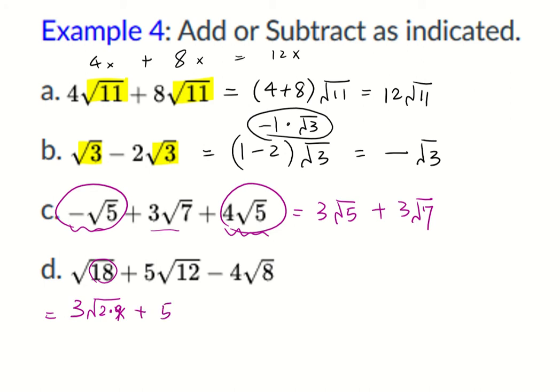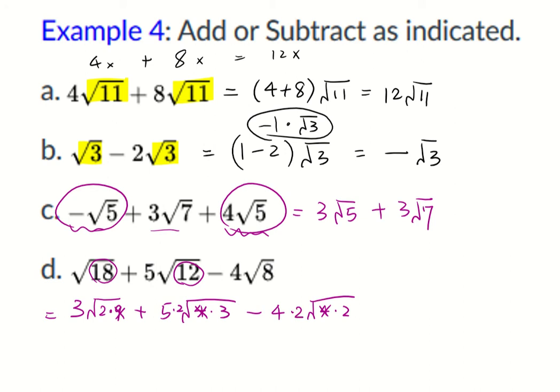Plus 5 times, similarly, square root of 12 can be simplified because there's a 4 in it. So write square root of 12 as 4 times 3 and cross out that 4, and the square root of 4 comes out, which is a 2. Keep going, minus 4 times square root of 8. However, 8 has a perfect square 4 in it. So 4 times 2, 4 will come out as a 2.